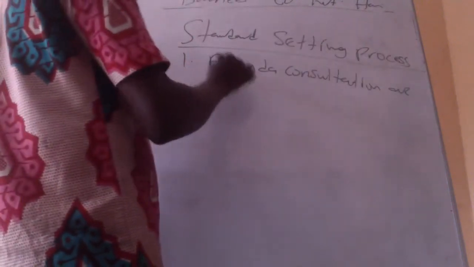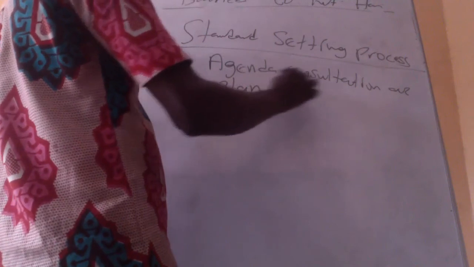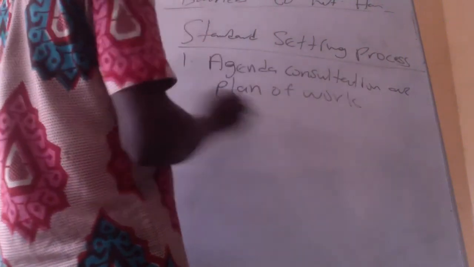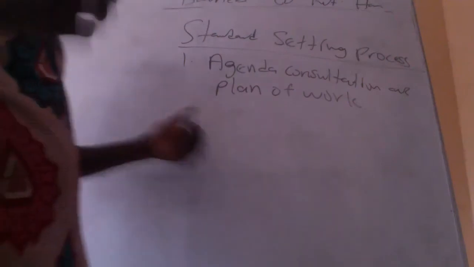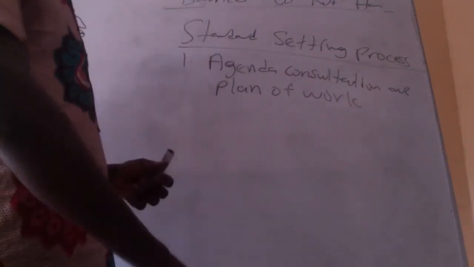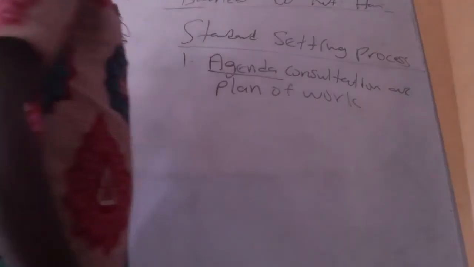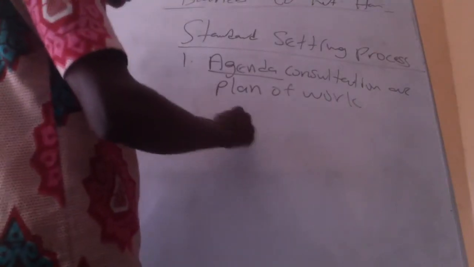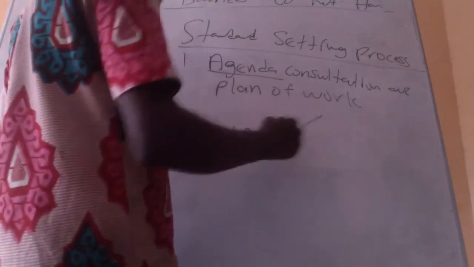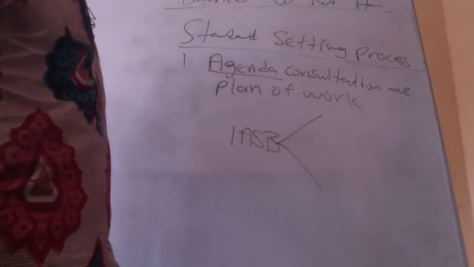First process is what? Agenda consultation and plan of work. What do we mean by this? It means that before we can come out with a standard, whether new or an update of an existing one, we have to consult for agenda, consult for ideas. So how do you consult? The IASB will consult for ideas from two sorts of people, internal and external.